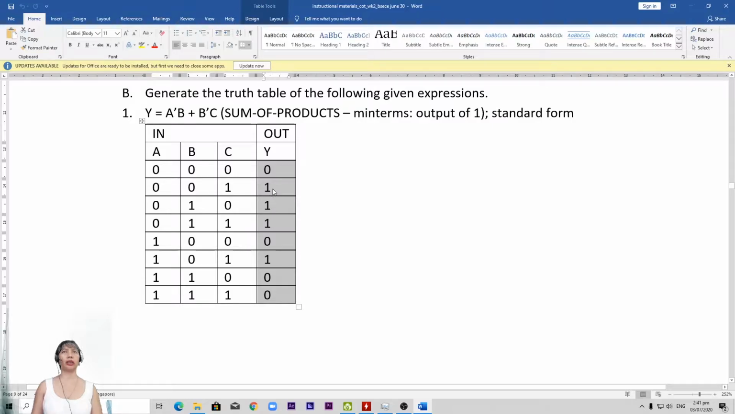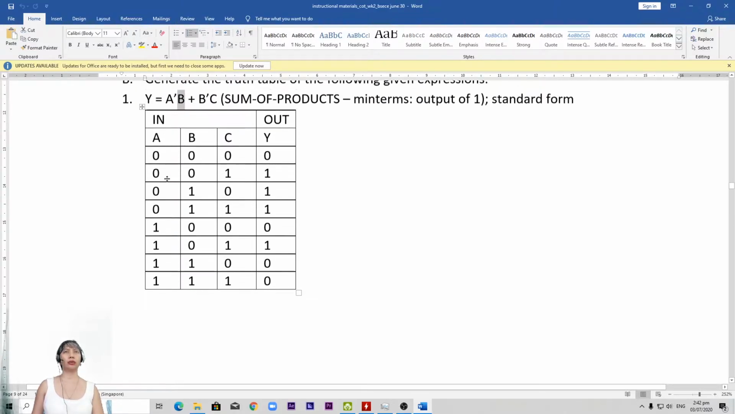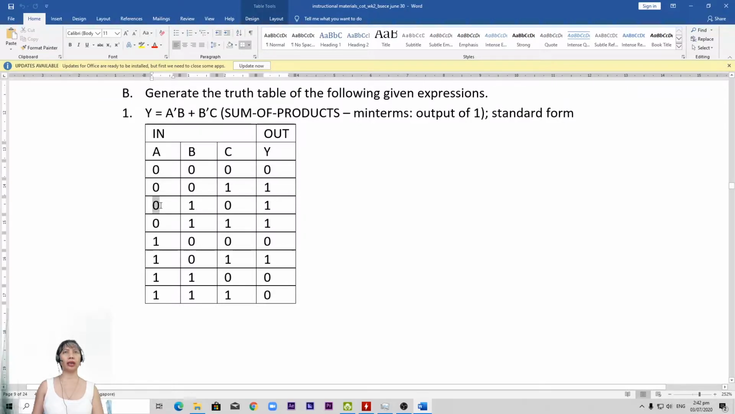Okay, possible inputs. This is the first term, a prime b. Since this is a minterm, in minterms, if the literal or letter is prime, it means 0. So when we say a prime, that means a is 0, and b means b is 1. We have to take note when a is 0 and b is 1. So this is a prime b. Whenever a is 0 and b is 1, we will have an output of 1.